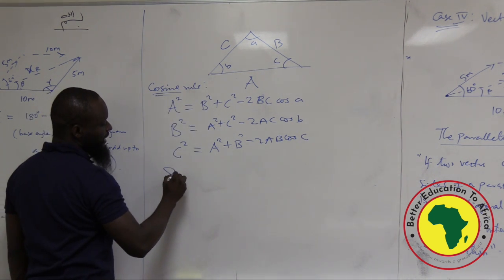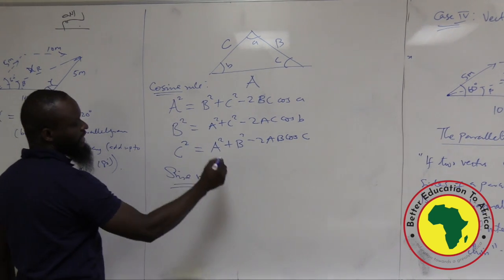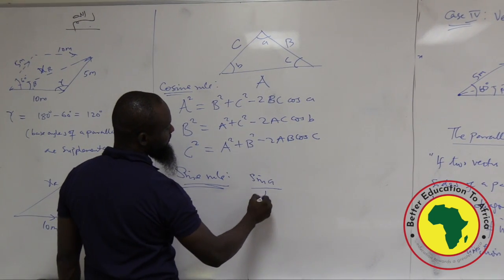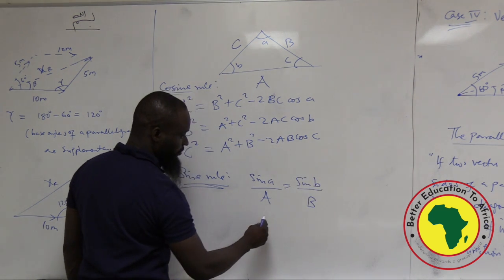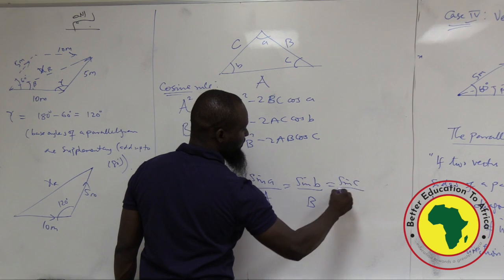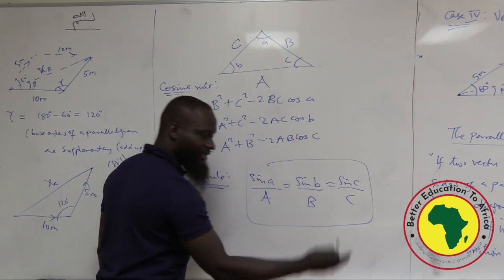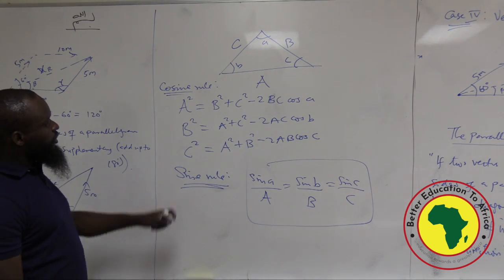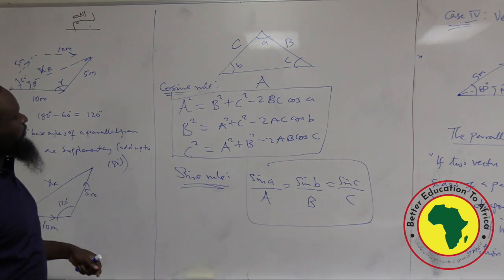There's also what we call the sine rule. The sine rule just says that the sine of an angle over the line facing it is equal to the sine of another angle over the line facing that same angle. So any of these two can be equal: this equal that, this equal that, or this equal that, as you like. Okay? So we're going to use a combination of the cosine rule and the sine rule to solve this problem.